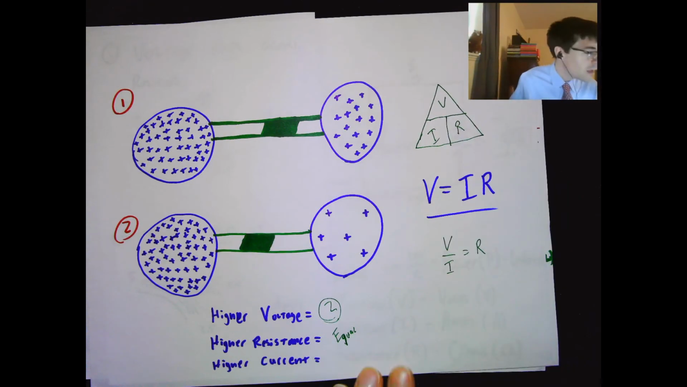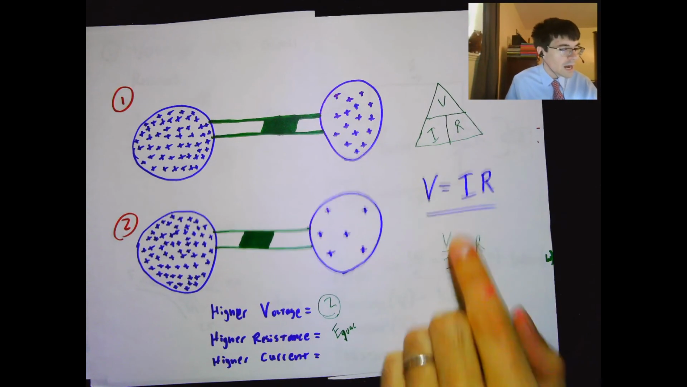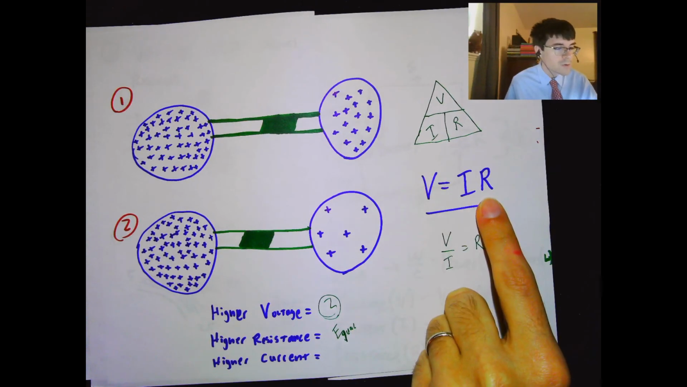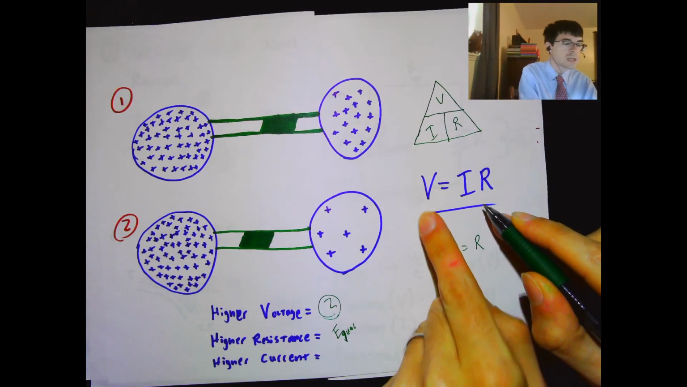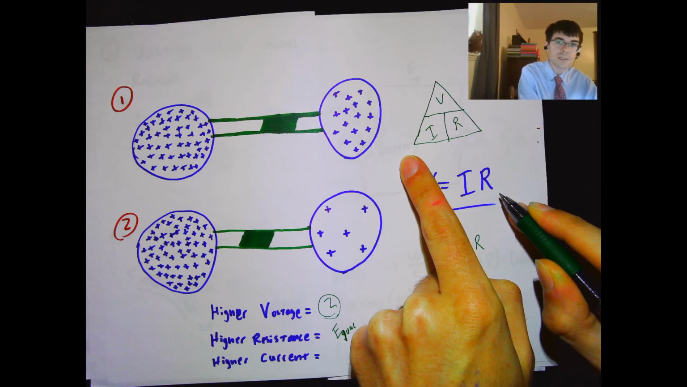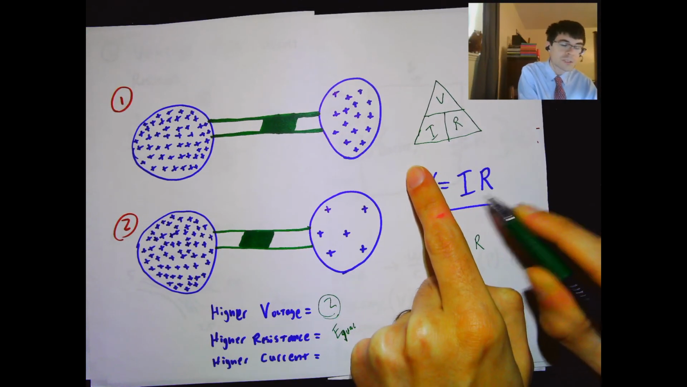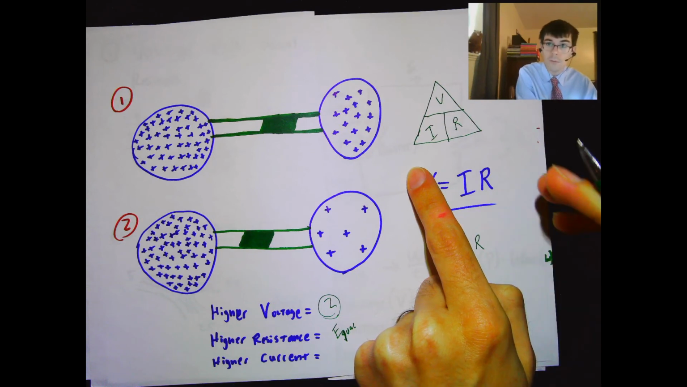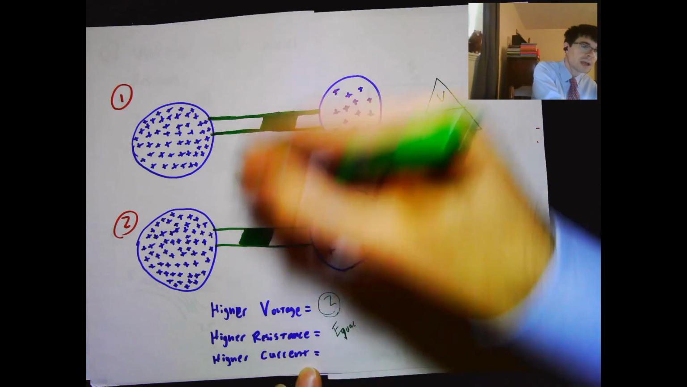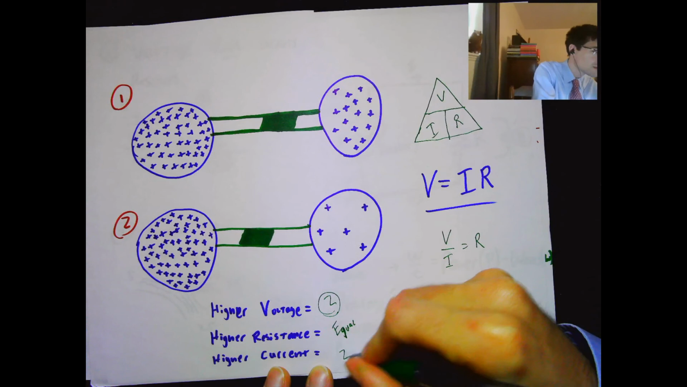Very simple. So in this case, we've got a higher voltage, same resistance. Well, look at these proportions. If V goes up and R stays the same, what must change about current in order to keep these proportional? Current must go up, right? So which one's going to have the higher current across this wire? It's going to be number 2.